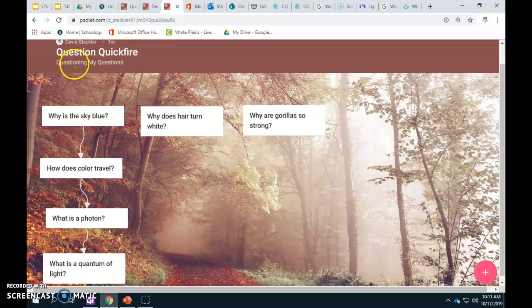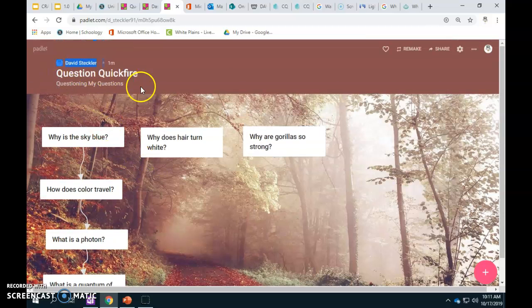So this method called questioning my questions is part of the question quickfire activity, where you literally ask questions about your questions after quickfiring, asking question after question after question. And this is the activity that you guys are going to do. And if you need to ask any questions about any more details, please send me an email.